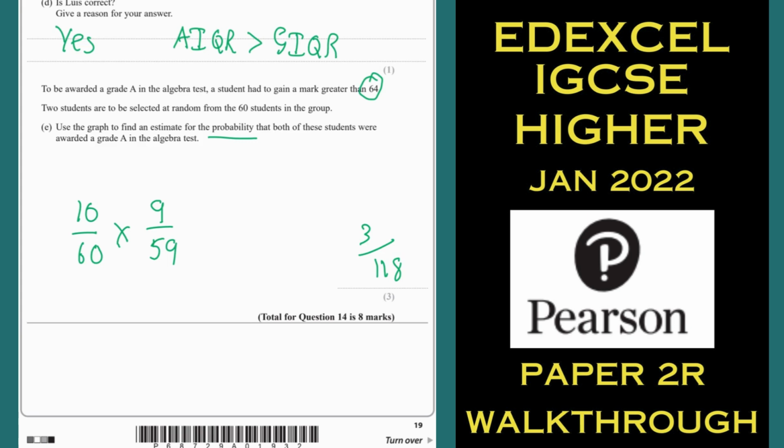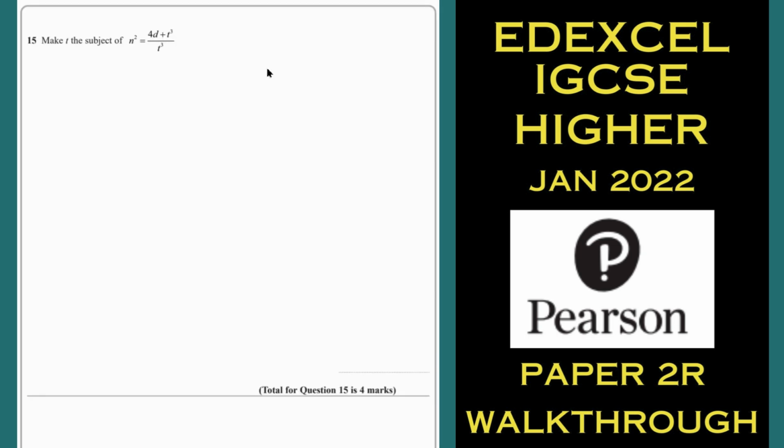It's not a nightmare and it's not difficult, but 8 marks for cumulative frequency? Yeah, hated it, but let's move on with our lives. Number 15, a bit more meat on the bone for these than usual with the n squared and the t cubed, but just crack on as normal.